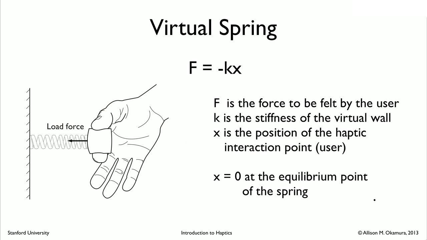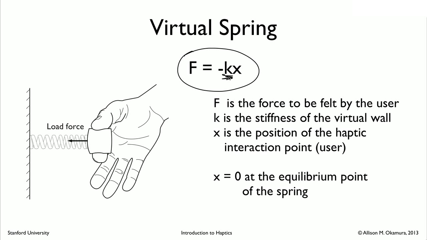Probably the most basic building block of all haptic virtual environments is the virtual spring. Now, this equation here will look very similar to Hooke's law, which you've probably seen in a high school physics class, which really just says that the force a user feels is proportional to their movement, that is, to their position. And the constant of proportionality is this value k here.